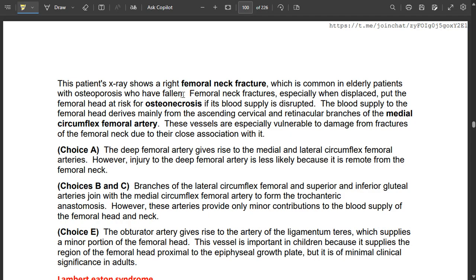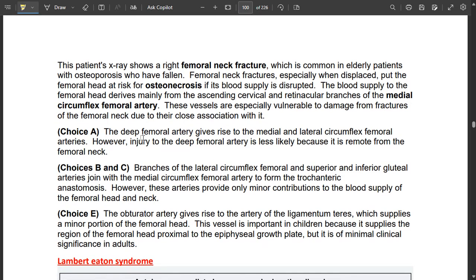Femoral neck fracture, especially when displaced, puts the femoral head at risk for osteonecrosis, avascular necrosis of the femoral head, when its blood supply is disrupted. The blood supply to the femoral head derives mainly from the ascending cervical and retinacular branches of the medial circumflex femoral artery. So the medial circumflex femoral artery is one of the crucial sources of blood to the femoral neck. These vessels are especially vulnerable to damage from fractures of the femoral neck due to their close association with it.